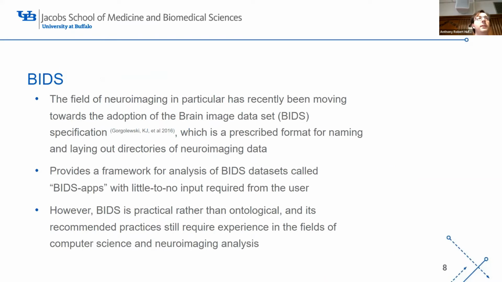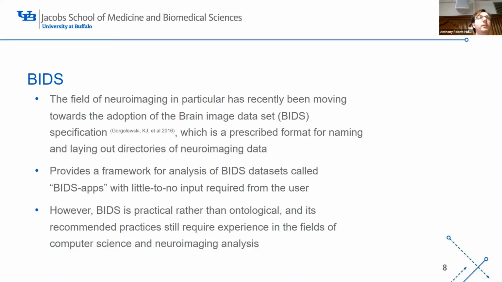And then more specifically in the realm of neuroimaging, we have what is called the BIDS, or the Brain Image Dataset Specification. This is much newer than DICOM. It doesn't have quite as much adoption, but there's been a push in recent years to make more use of this BIDS specification. It's not necessarily ontologically sound. It's kind of just a prescribed format of laying out your images on a file system.